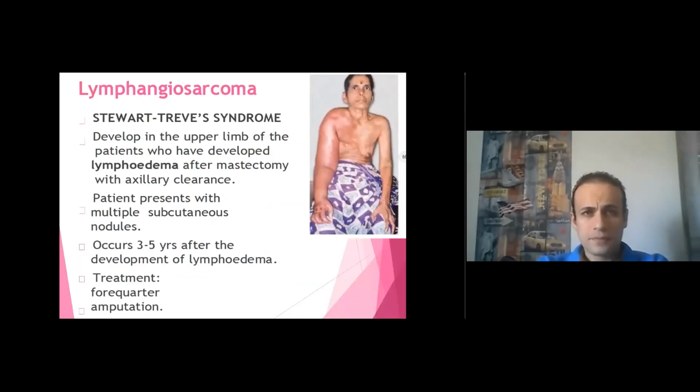Lymphangiosarcoma, Stewart-Treves syndrome, develops in the upper limb of patients who developed lymphedema over years after mastectomy with axillary clearance. Patients come with multiple subcutaneous nodules 3-5 years after the development of lymphedema, and unfortunately we should remove the complete arm, amputation, with a poor prognosis.